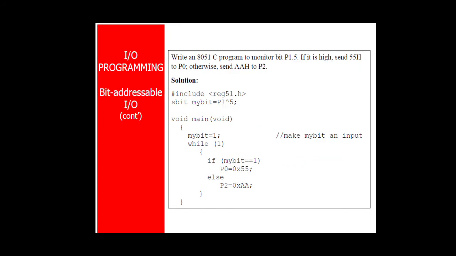Then write an 8051 C program to monitor bit P1.5. If it is high, send 55H to P0, otherwise send AAH to P2. Again, it's a simple program. I hope you can understand. We have to again use the sbit data type here. The input is the P1.5 bit. Based on the value in that bit, we have to send two values here.